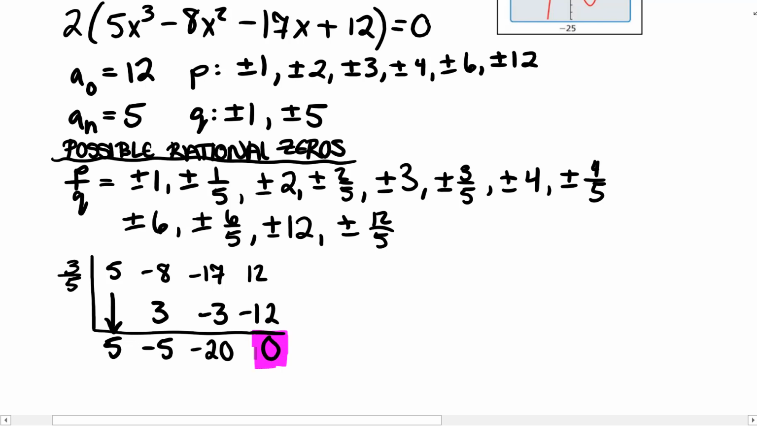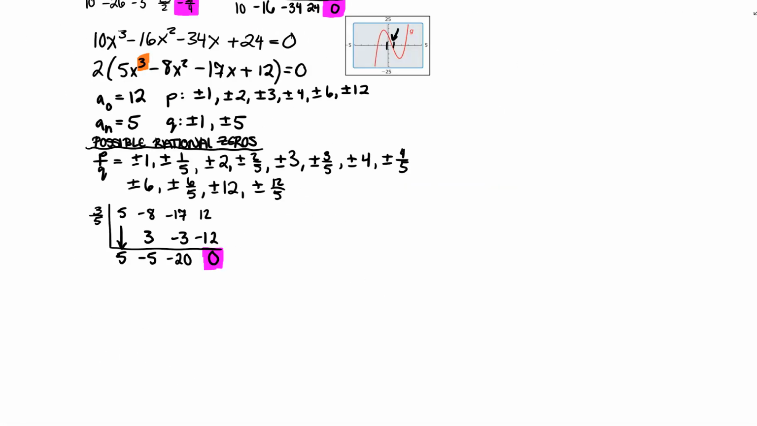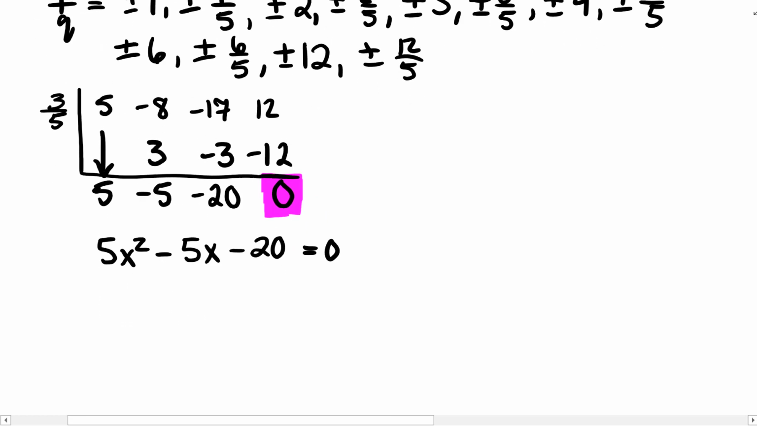Yay! We have found one of the zeros of this new polynomial. So we can add 3/5 to the list of actual rational zeros. Now we found a 0 of the cubic polynomial, so the resulting quotient polynomial is quadratic. This should be 5x squared minus 5x minus 20. Notice how there is a common factor between all 3 terms? 5 actually goes into all of these.